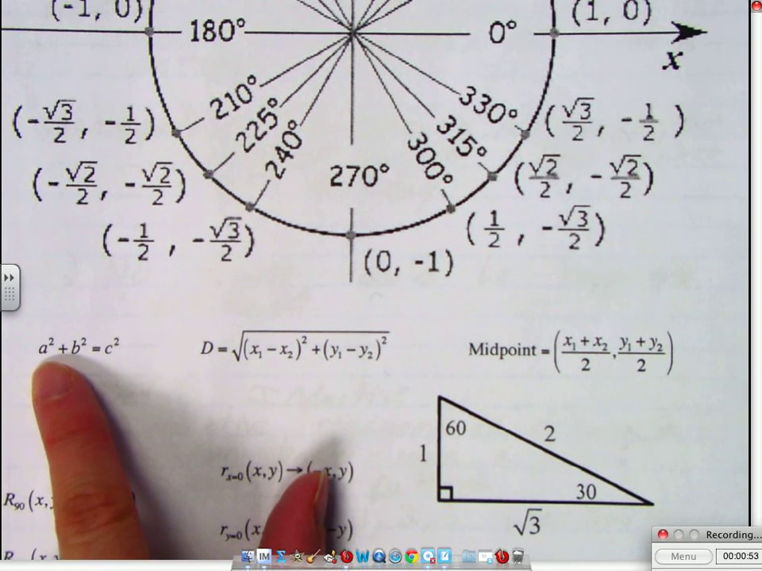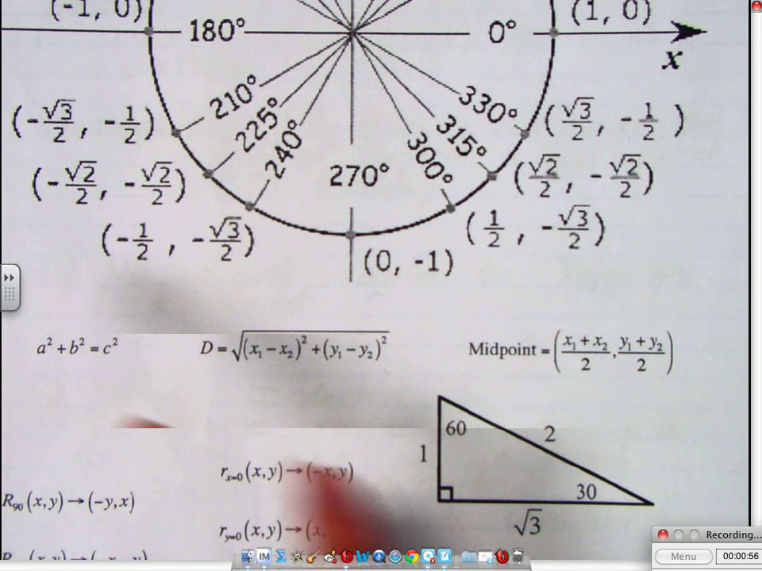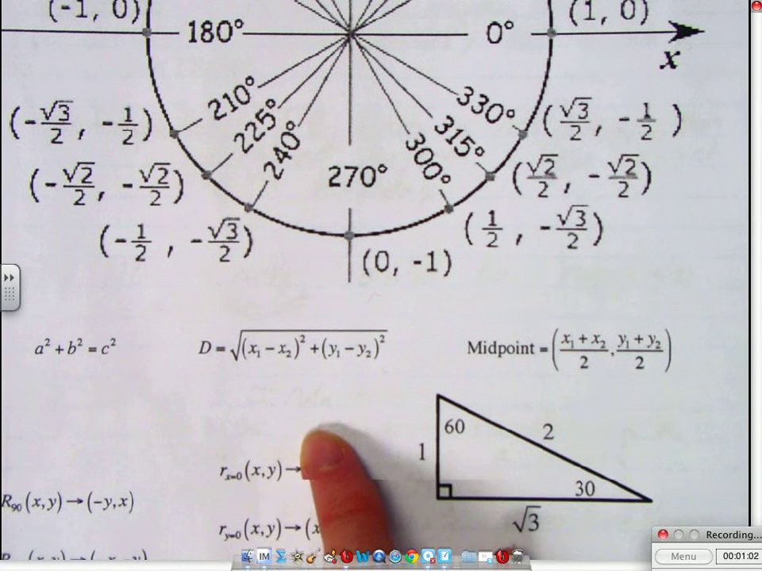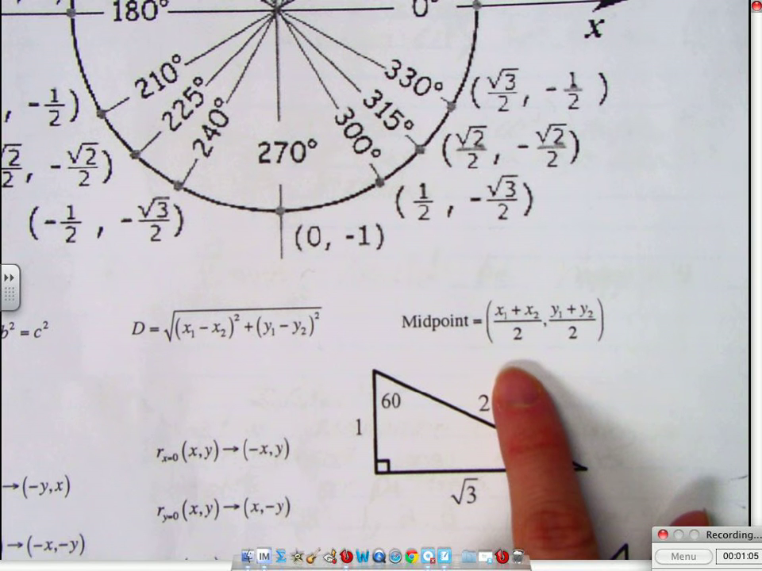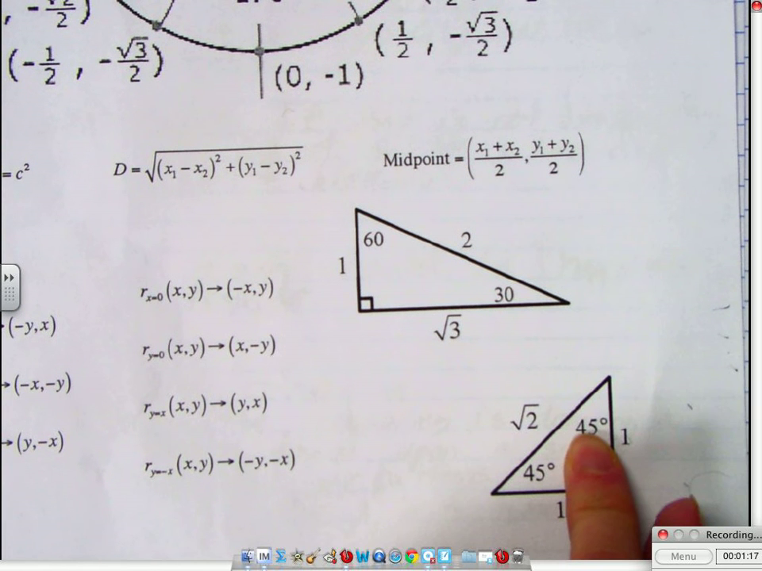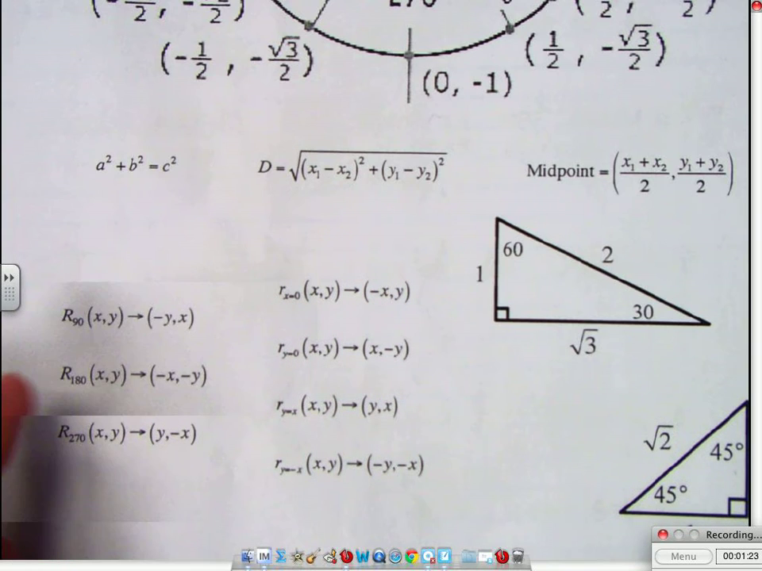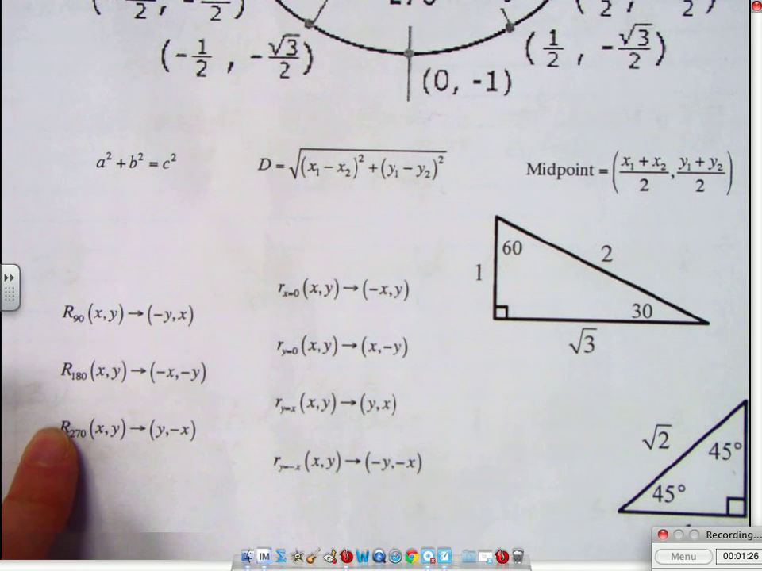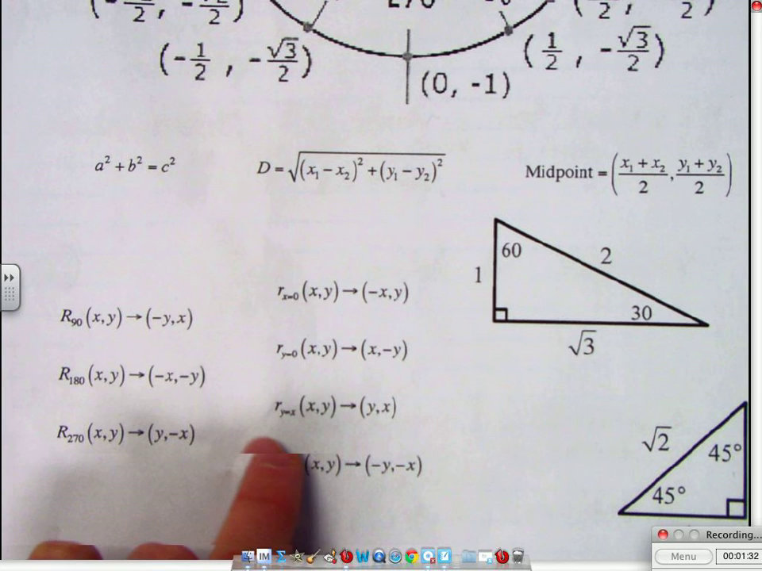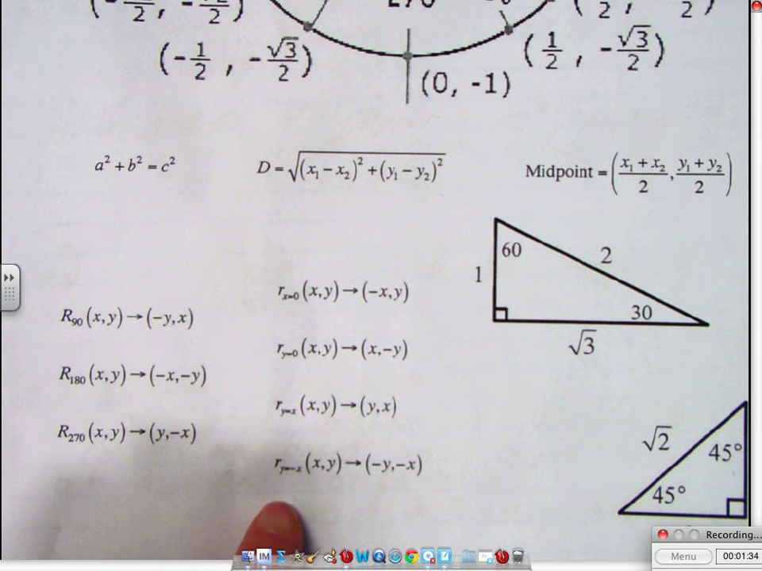Your Pythagorean theorem is on here. Your distance formula to find the length is on here. Your midpoint formula is on here. 30, 60, 90, and 45, 45, 90 is on here, so you can make sure you have that. Rotations of 90, 180, and 270 are on here. And reflections for x equals 0, y equals 0, y equals x, and y equals negative x are on here.